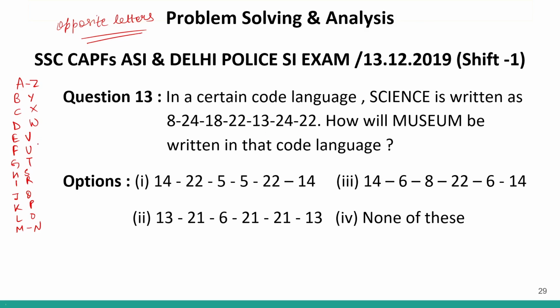Museum: M's opposite word is N, code is 14. U's opposite word is F, code is 6. Similarly, S's opposite word is H, code is 8. Then E's opposite word is V, code is 22. U's opposite word is again F, which is 6. And M's opposite word is N, which is 14. So our code is 14, 6, 8, 22, 6, 14. This is given in option number 3. So option number 3 will be our correct answer to this question.